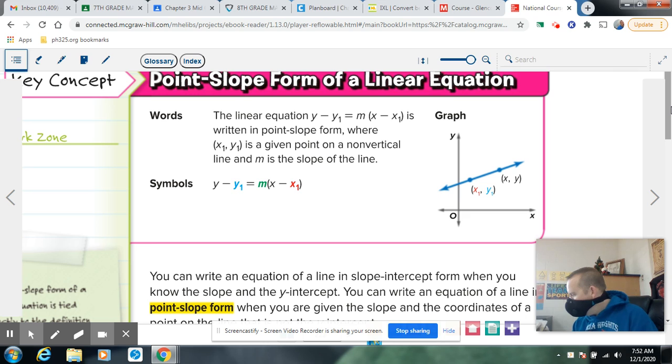Today we're going to look at Chapter 3, Lesson 6 in your book. Please watch all of this video. It gives you the linear equation y minus y1 equals m, parentheses x minus x1. That is called point slope form.